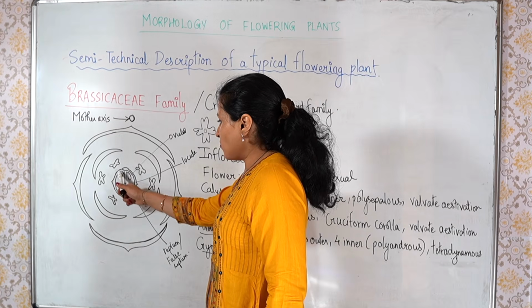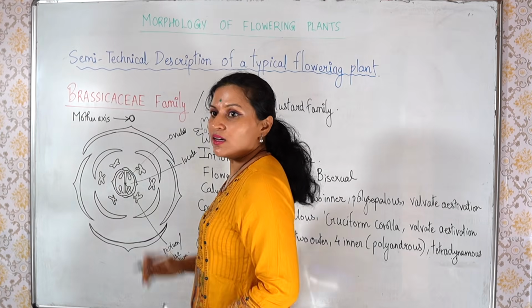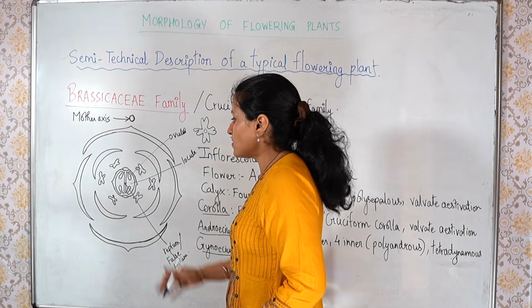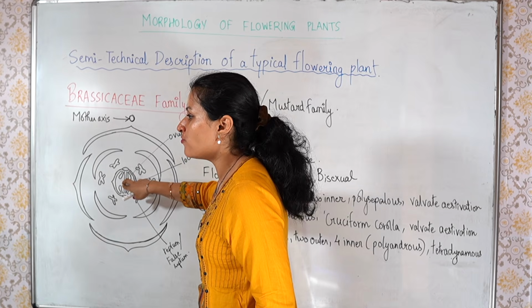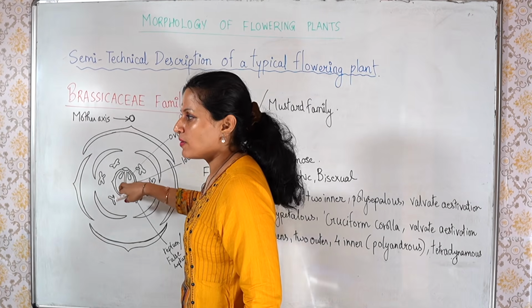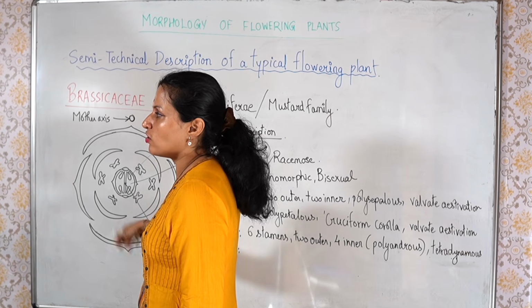Do you remember this type of placentation wherein the ovules are attached to the wall of the ovary on the peripheral side, and sometimes this placenta can invaginate inside to form a false septum, also called replum, and thereby divide this unilocular ovary into a bilocular ovary.